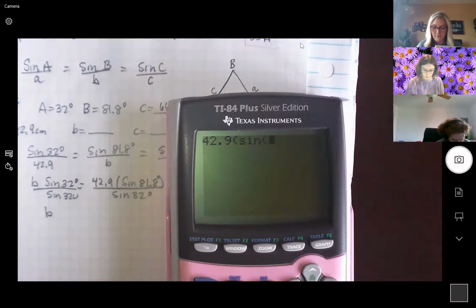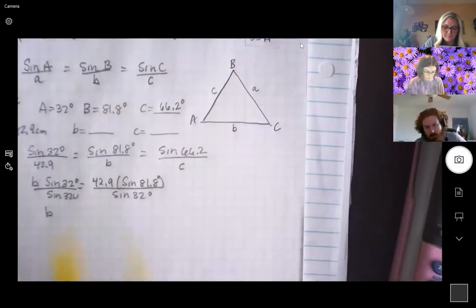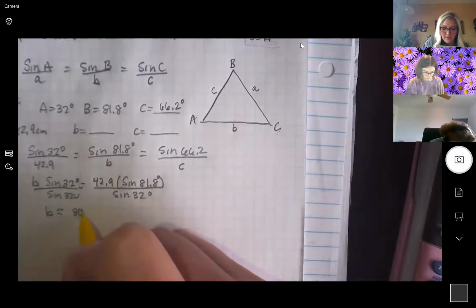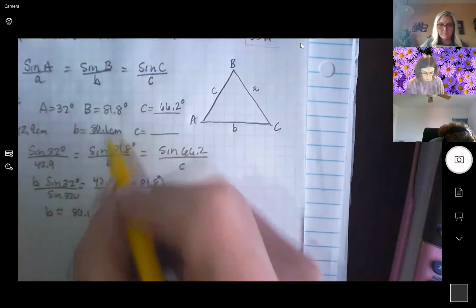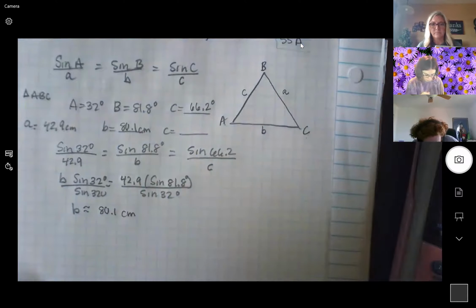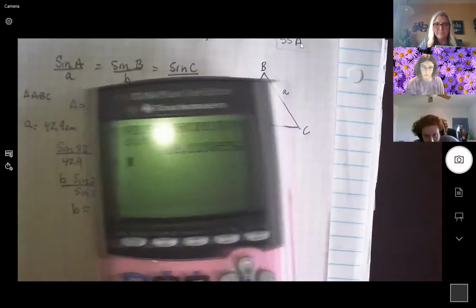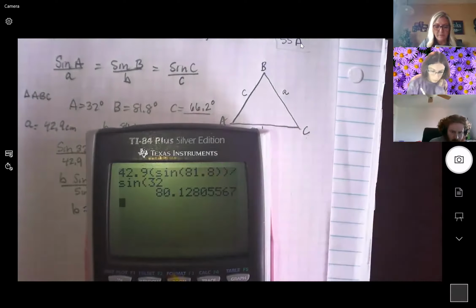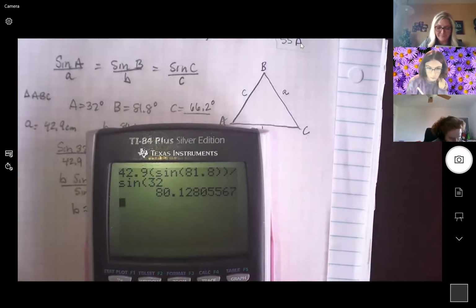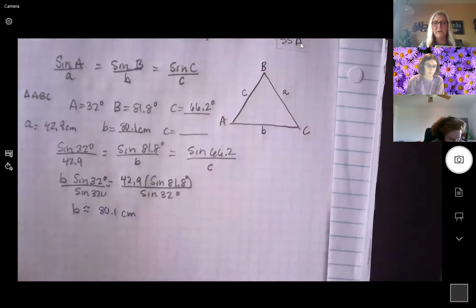So now remember a sine of 81.8. So I get 80.1. So it's approximately 80.1 centimeters. Does everybody get that? You don't have to put it in like I did, but I forgot to put my parenthesis at the end. Okay, questions on that?